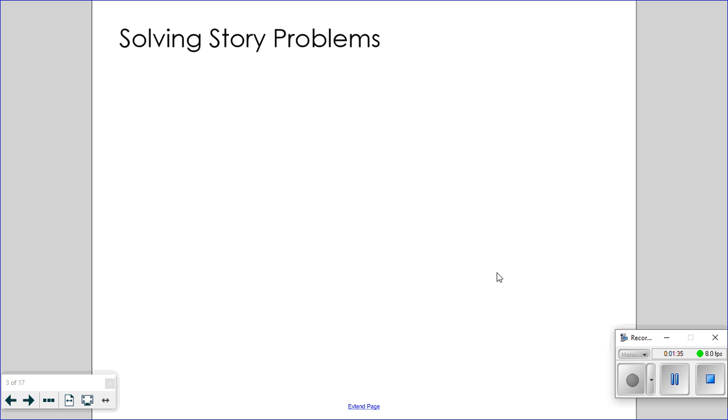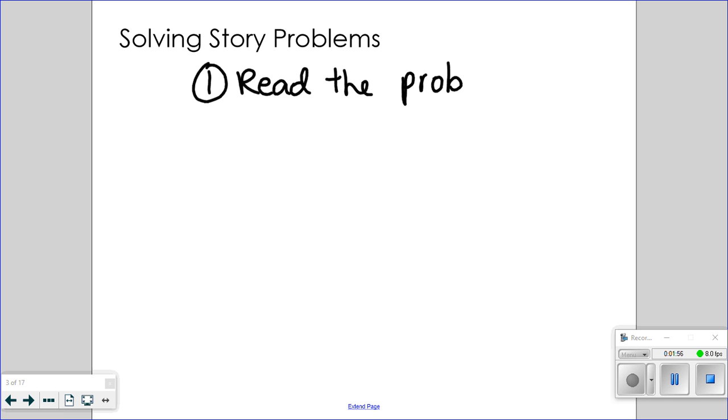So today we're going to talk about, I think, four things that I'm looking for you to do every time we get a story problem. The first one's very easy. Remember, if I'm writing, you are writing. Step number 1 will always be the same. Read the problem. We write those. If I am writing, you are writing.